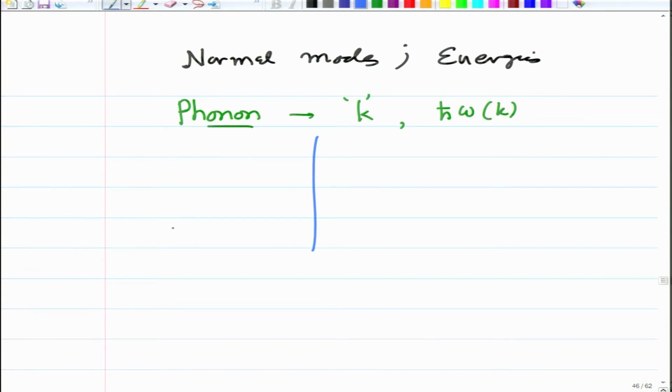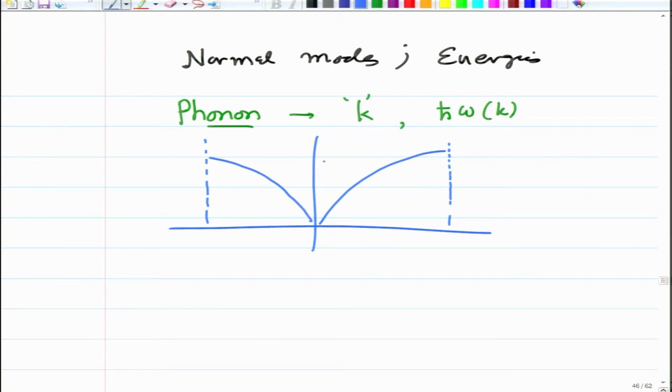we have derived earlier under simple assumptions is that there is a relationship between omega and K, and in the simplest form it looks like this. K goes up to pi by a here, minus pi by a here, which now I can call the phonon dispersion relation. Question is, how do we determine it?